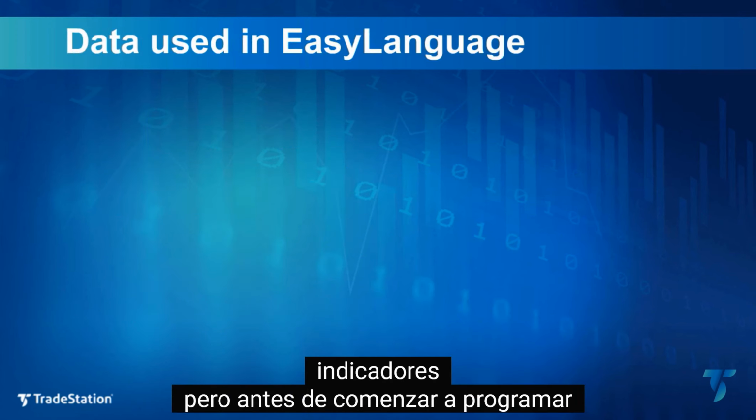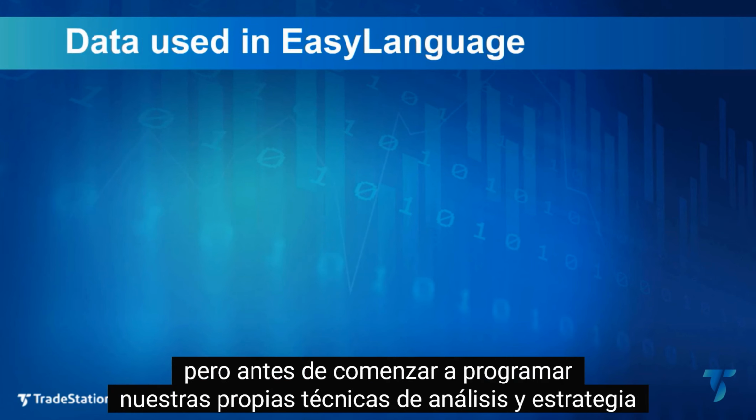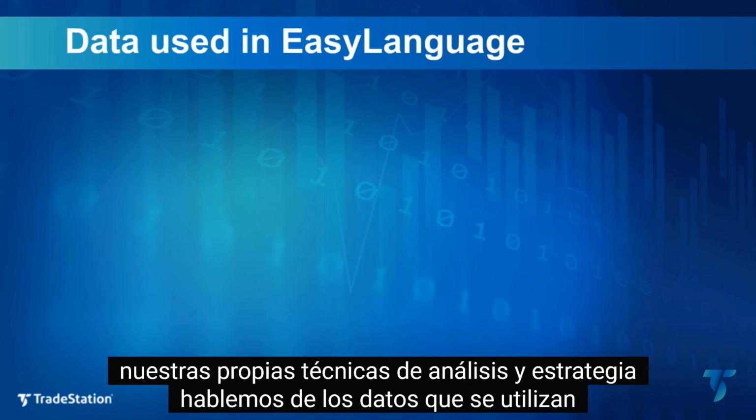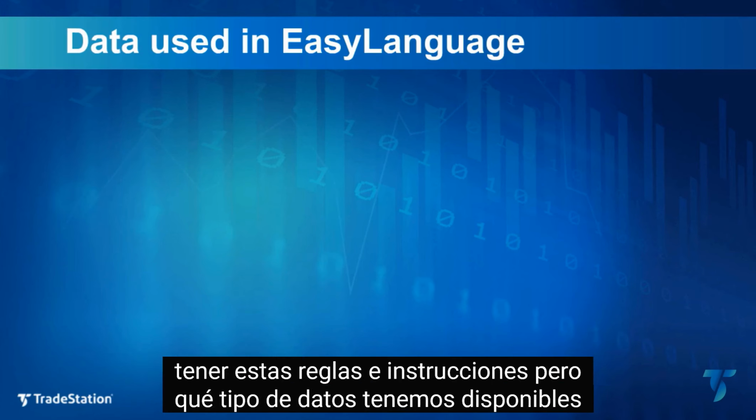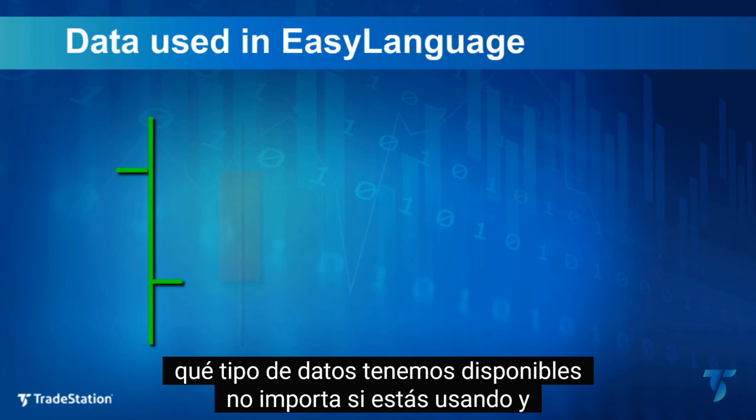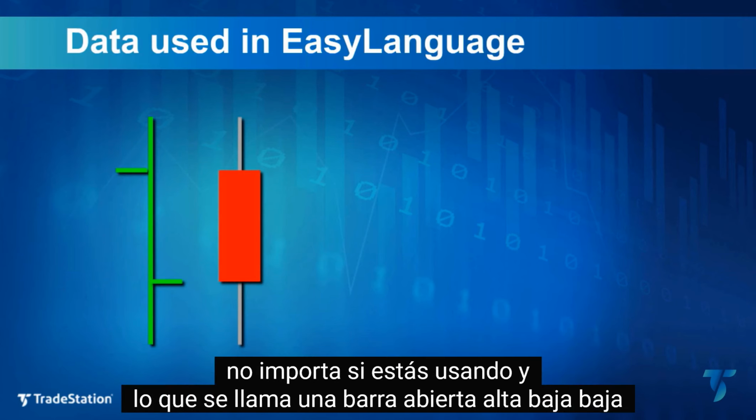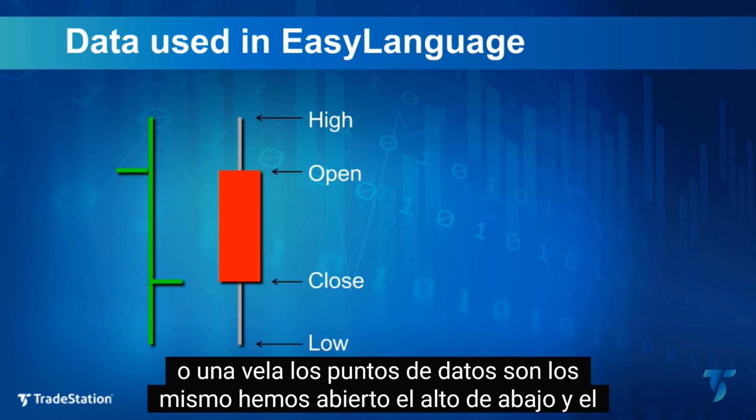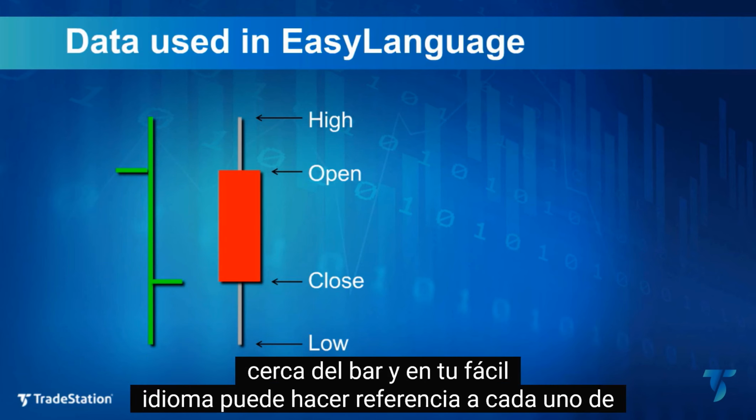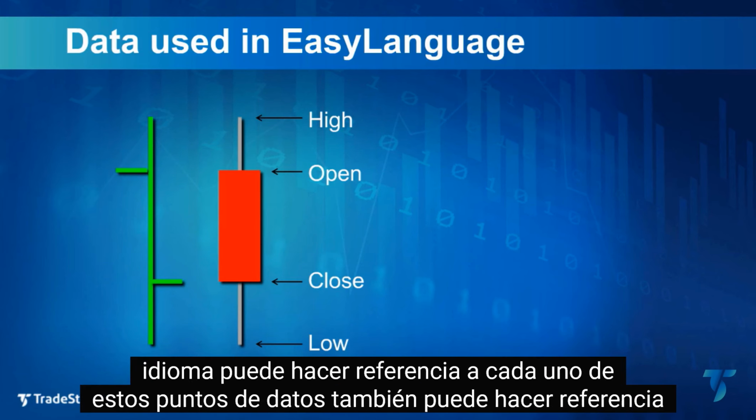But before we get started in programming our own analysis techniques and strategy, let's talk about the data that is used in EasyLanguage. We talked about market data that you can use when you have these rules and instructions. But what type of data do we have available? It doesn't matter if you're using what's called an open high-low close bar or a candlestick. The data points are the same. We have the open, the high, the low, and the close of the bar. And in your EasyLanguage, you can reference each one of these data points.